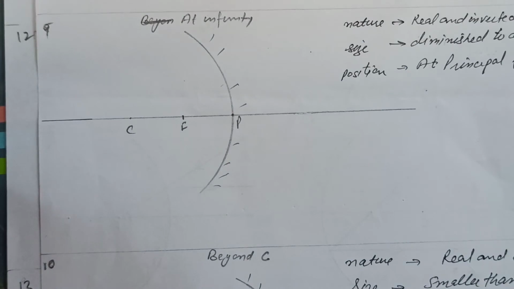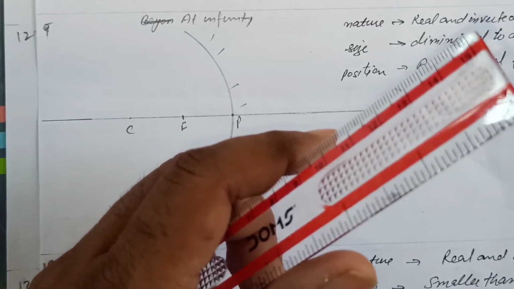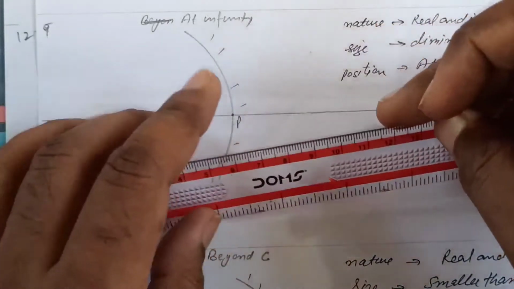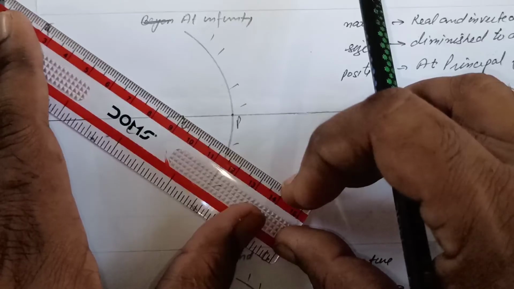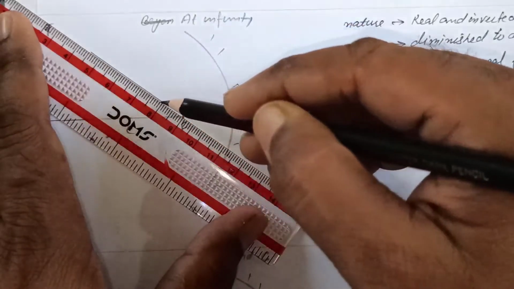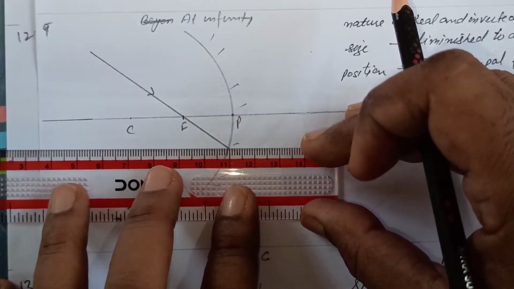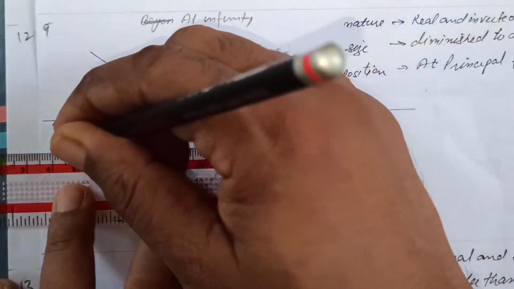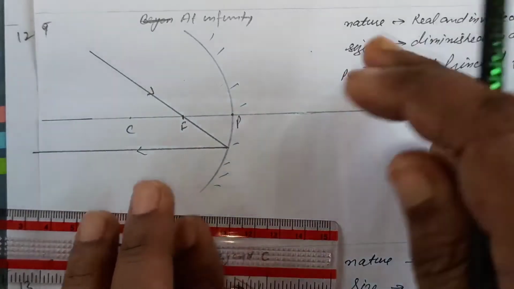When the object is placed at infinity, far away, infinity meaning at a very large distance, then rays coming from the object are parallel to each other. So here I am making one ray, and it is passing through F. And you know any ray which passes through F becomes parallel to the principal axis, rule 1. Yesterday for concave mirror we have done this rule.